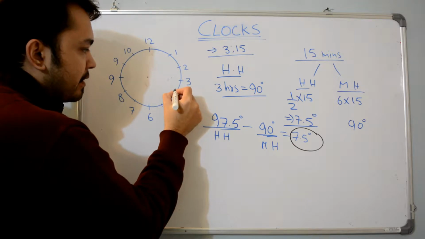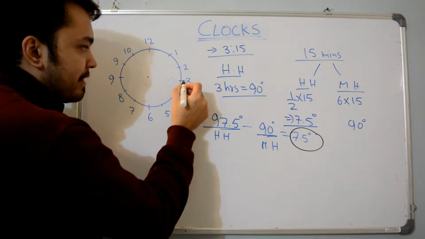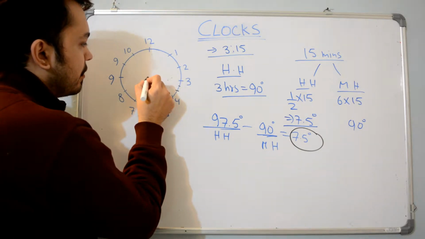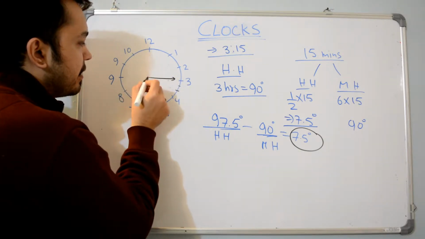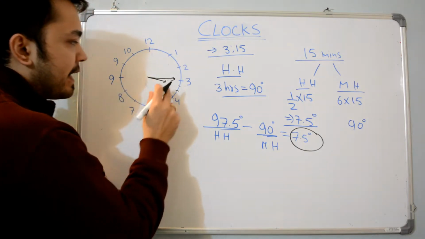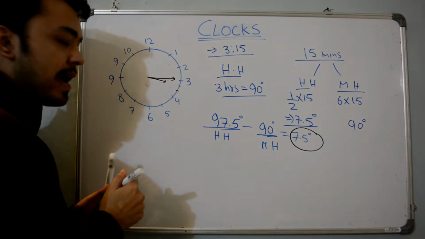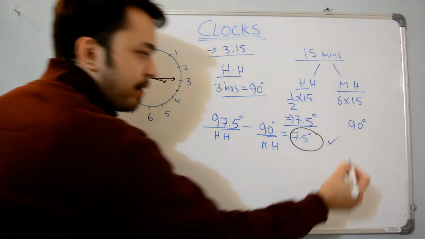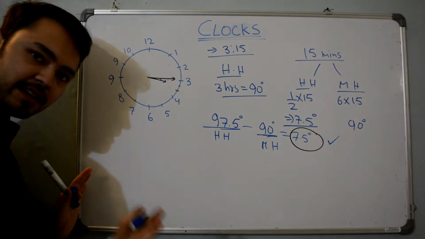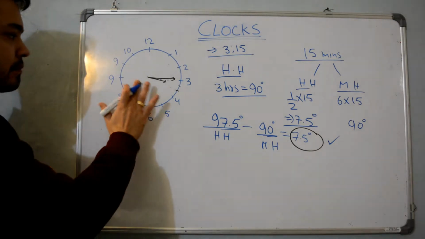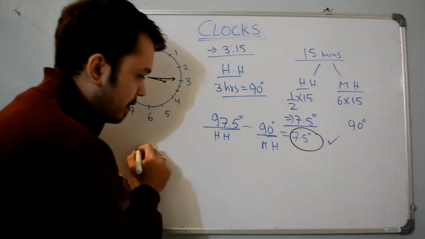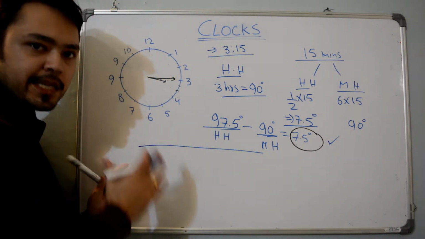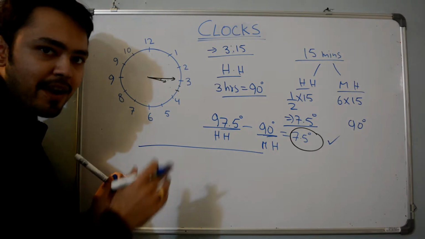Between 3 and 4, it will be 3:30. Right, between 3:30 and 3 will be 3:15. So the minute hand will be at 3 and the hour hand will be pointing at 3:15, and we have found out this angle to be how much? 7.5 degrees. Clear?